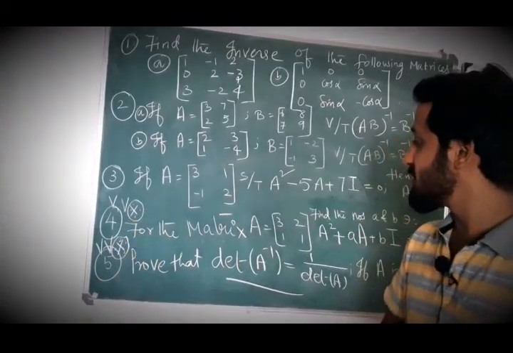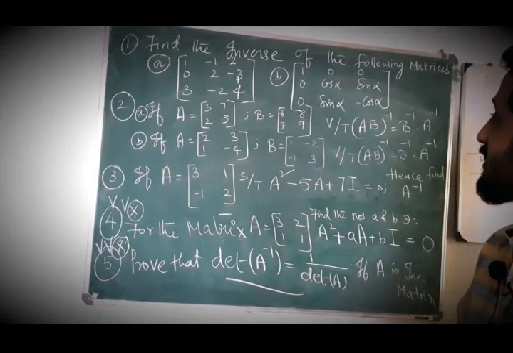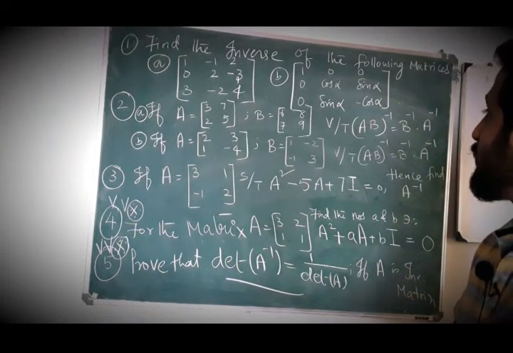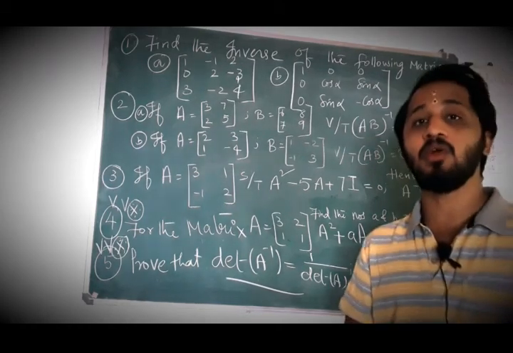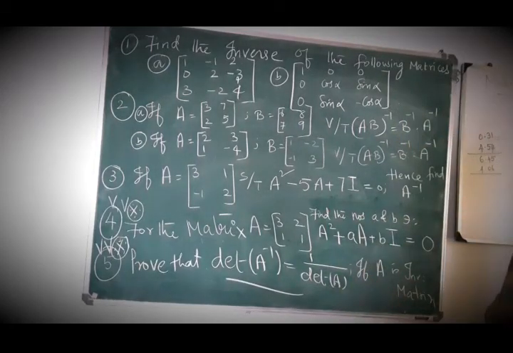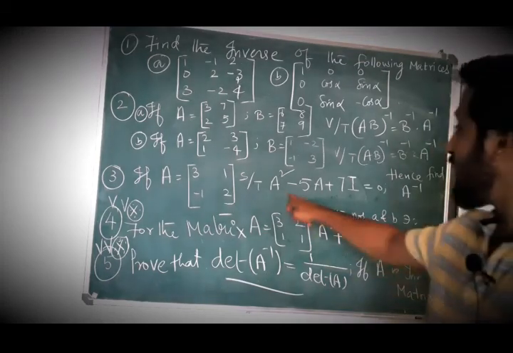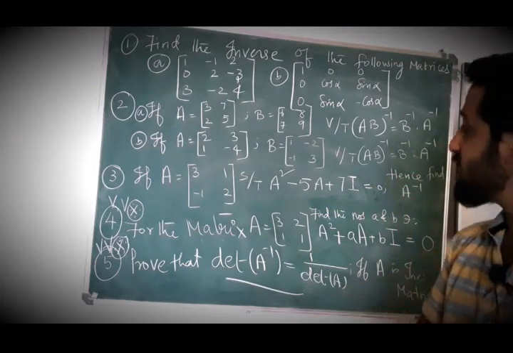These are all the questions we are going to discuss in this session. Find the inverse of the following matrix. If A is a 2 by 2 matrix and B is another 2 by 2 matrix, we have to verify that (AB) inverse equals B inverse A inverse. Similarly, if A is a 2 by 2 matrix, show that A square minus 5A plus 7I is equal to 0. We have to find A inverse.